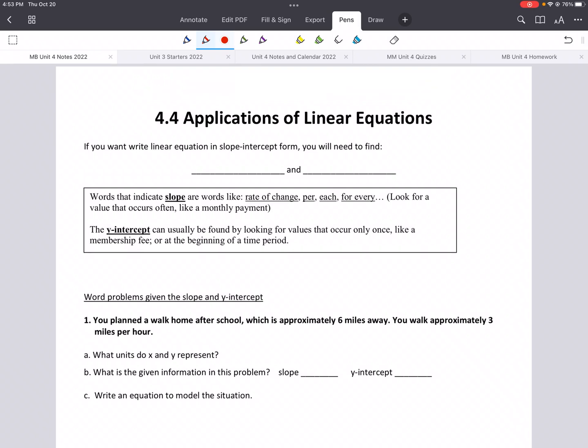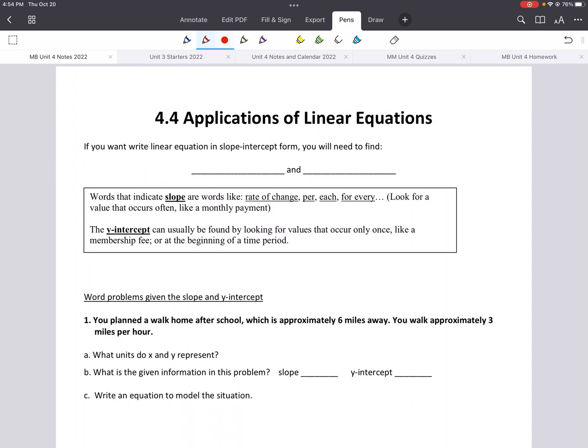Alright guys, this is 4.4, Applications of Linear Equations. So I gave you a little taste of that in the past. Hopefully this isn't too bad. But today we're talking about applications or word problems. I'm going to be asking you to come up with linear equations, like y equals mx plus b, from a word problem, and then be able to use that to find information.